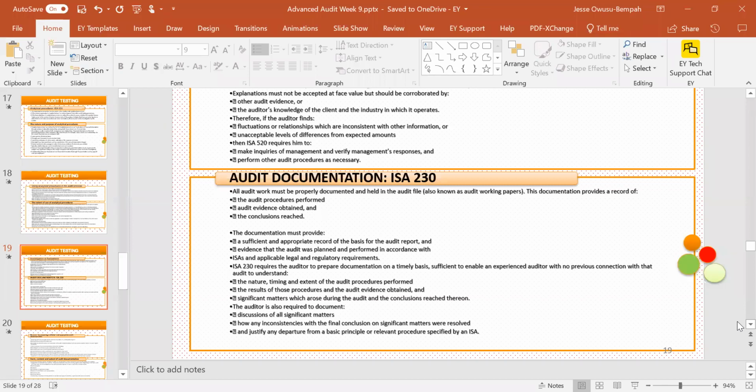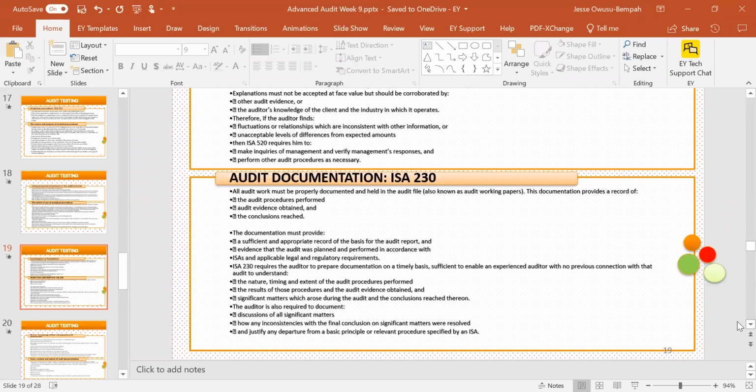Now, let's talk about audit documentation. All audit work must be properly documented and held in the audit file, which is also known as the audit working papers. This documentation provides a record of the audit procedures performed, the audit evidence obtained, and the conclusions that were reached. The documentation will talk about things like the evidence that the audit was planned and performed in accordance with standards. So one of the things that is very, very key when it comes to audit is the documentation.